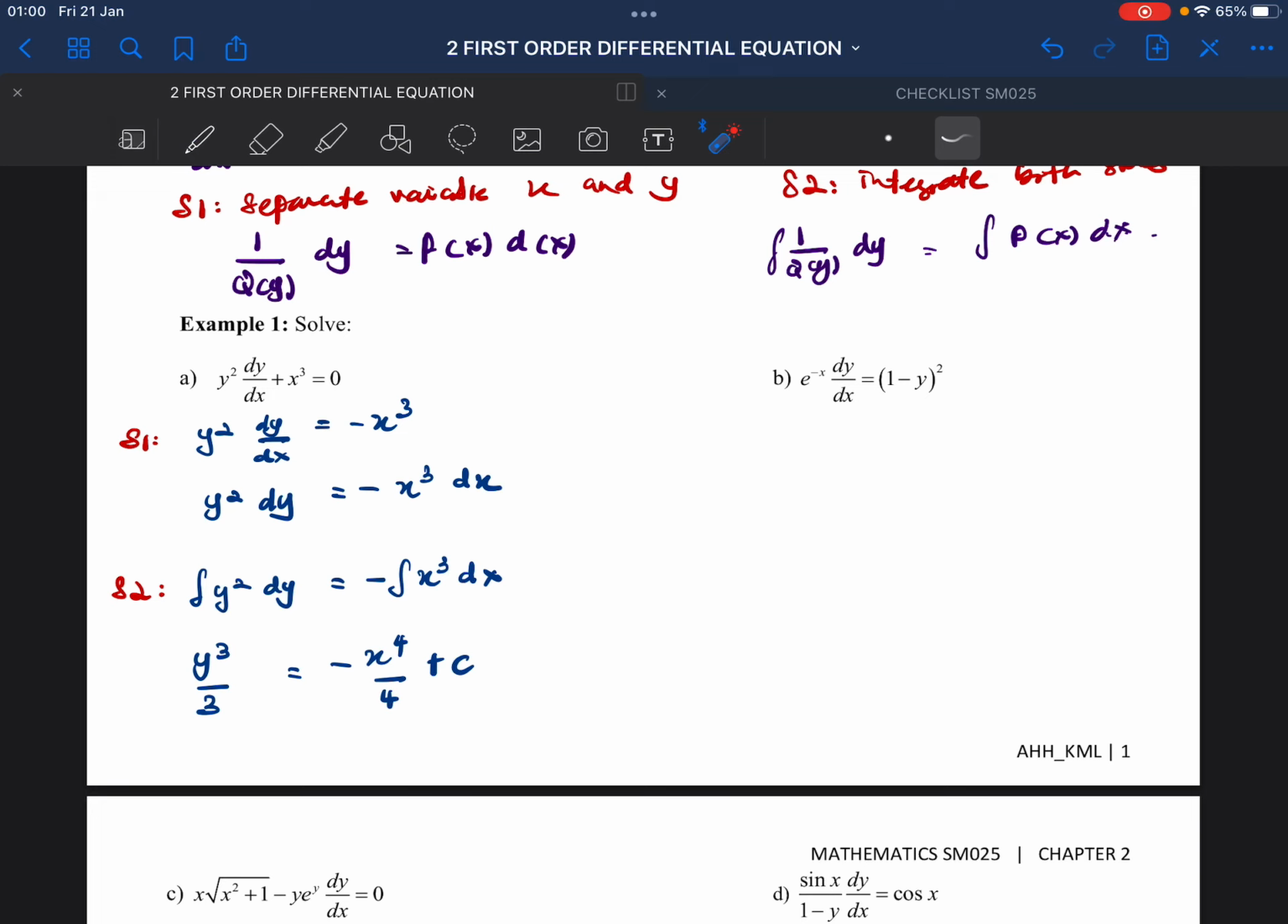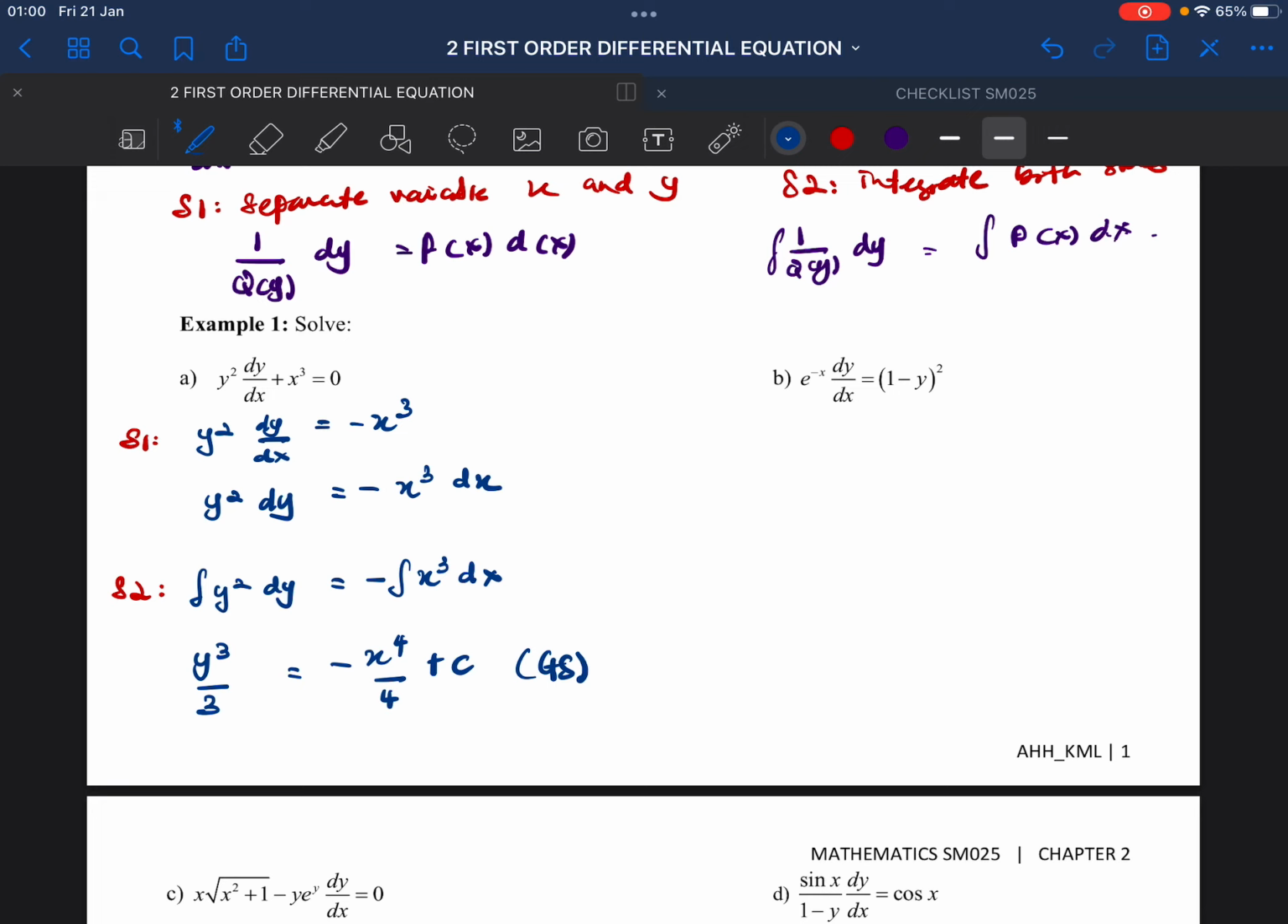Okay, sebab kita hanya ada satu constant. If you put plus c here, plus c ni akan pergi sebelah juga. It's the same thing. Okay, so you don't have to put plus c on the left hand side. Just put your plus c on the right hand side. Okay, so that is how. So basically this is the answer. This is your general solution. Okay, very basic, very easy.